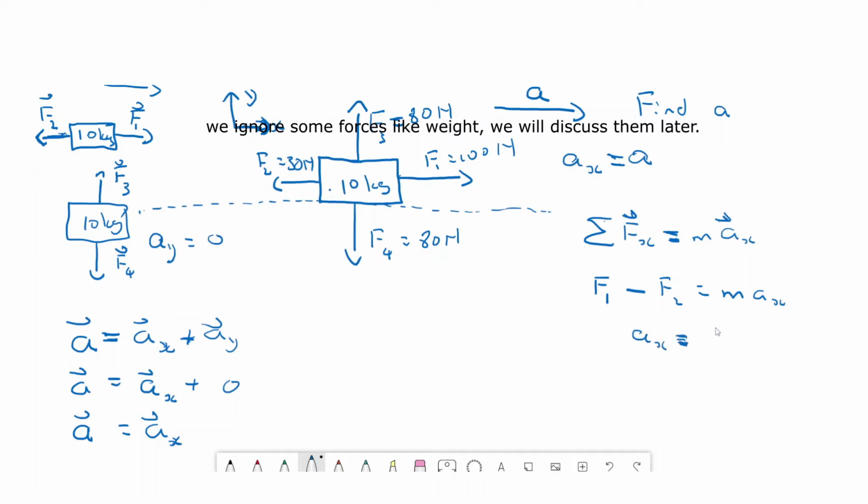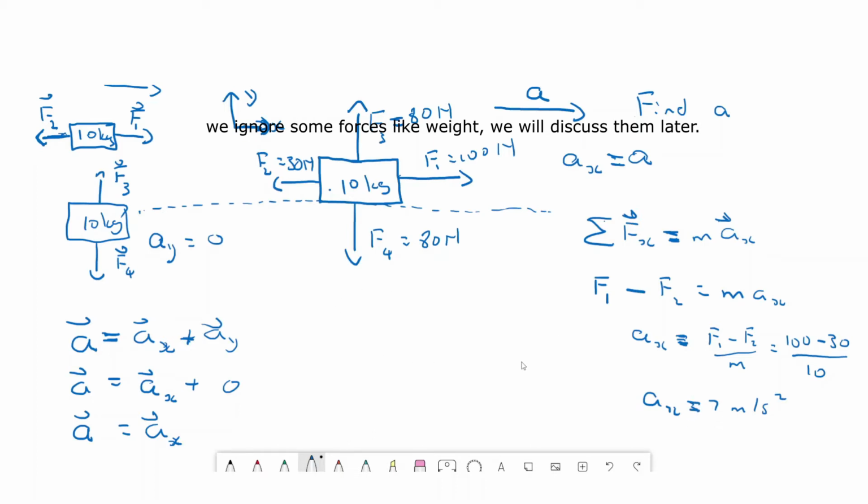and the magnitude of AX is going to be equal to F1 minus F2 divided by M. What is F1? F1 is 100, minus 30, and then divided by 10. All right, so my acceleration in the x direction is going to be 7 meters per second squared. Now since it's positive, it means that it's going to the right.